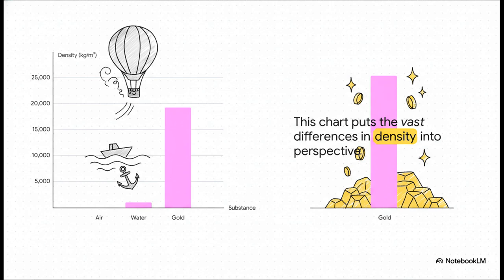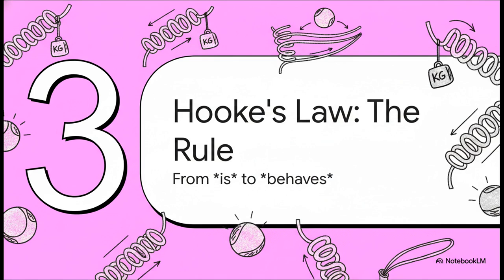It's fundamental. Okay, so we've talked about density, which tells us what a material is, but now let's move on to our second building block, which tells us how a material behaves. We're going to talk about stretchiness, and the golden rule for that is called Hooke's law.